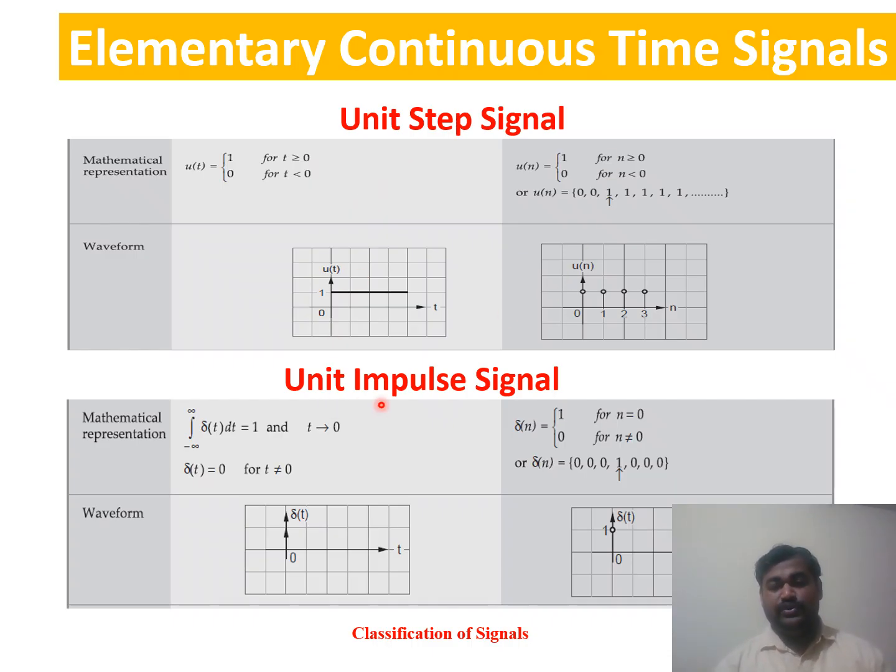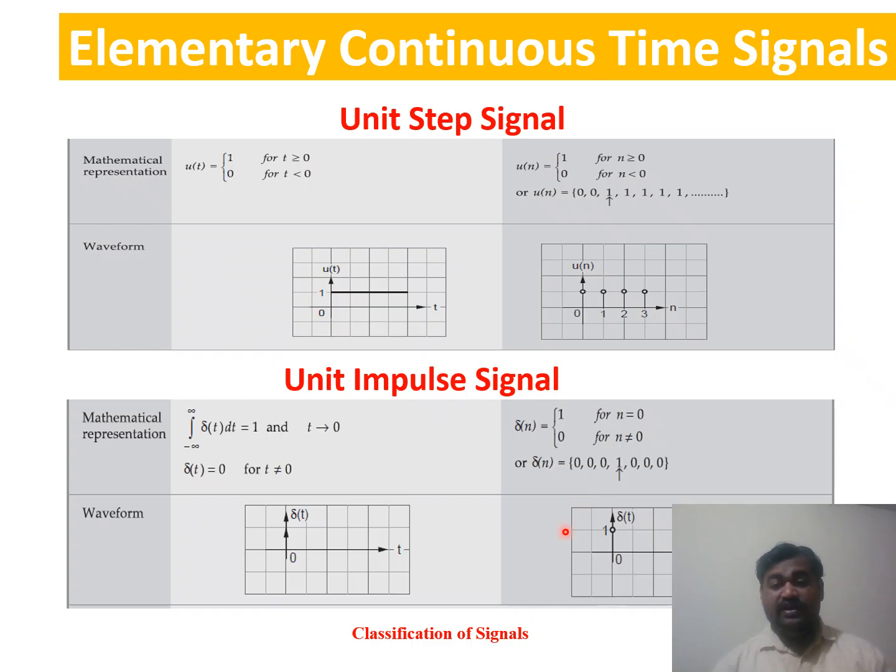Next signal is the unit impulse signal. It is represented by the letter del of t for continuous, and in terms of discrete, del of n. Here, the integral from minus infinity to plus infinity of del of t dt equals 1 for t equal to 0. Del of t equals 0 for t not equal to 0. This is a unit impulse signal.